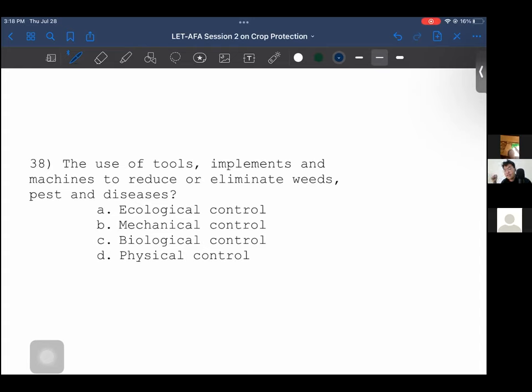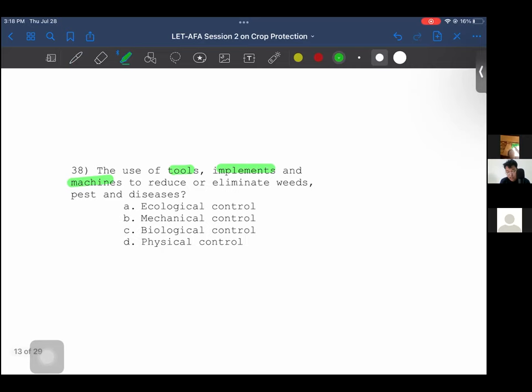Another is mechanical control for the pest and diseases, yung mga pruning shears natin, tatanggalin natin yung mga disease na halaman. Ayan. So that is an example of mechanical control. Again, if it is something related to tools, implements, and machines, and to control yung ating mga diseases, pests, insects, tsaka weeds, ayan, it is mechanical control. So I think the next items will be dealing with this.